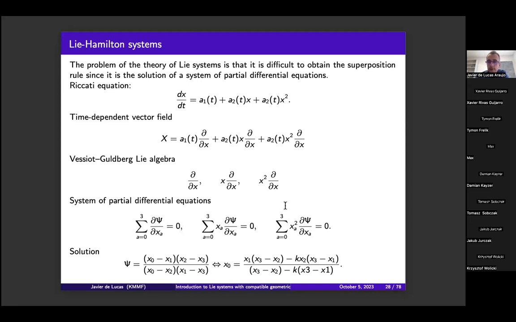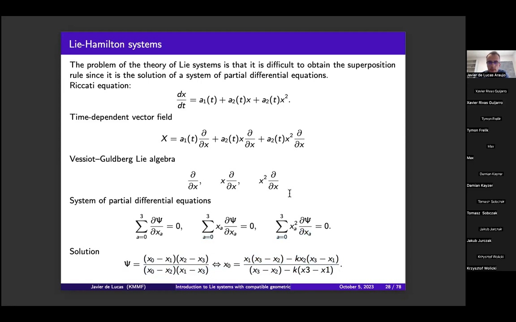It can be proved that on a manifold of dimension R4, you have three vector fields. There is just one constant of motion, which was found by Lie. And writing x0 in terms of psi, and supposing that psi is a constant, and the remaining ones, you will obtain the superposition rule. This is the superposition rule.